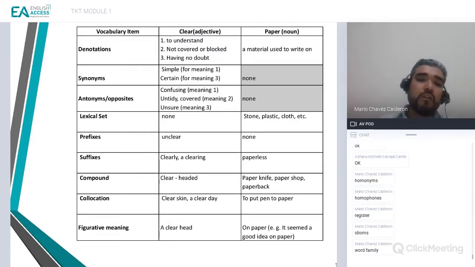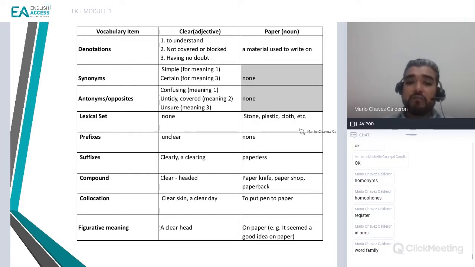Here we have, for example, clear, an adjective. The denotation, the definition: to understand, not cover or block, having no doubt. Synonyms: simple, certain. Opposite, antonyms: confusing, untidy, cover, unsure. Lexical set: there is no lexical set. Prefixes: unclear. Suffixes: clearly, clearing. Compound words: clear-headed. Collocation: clear skin, a clear day. Figurative meaning: a clear head.